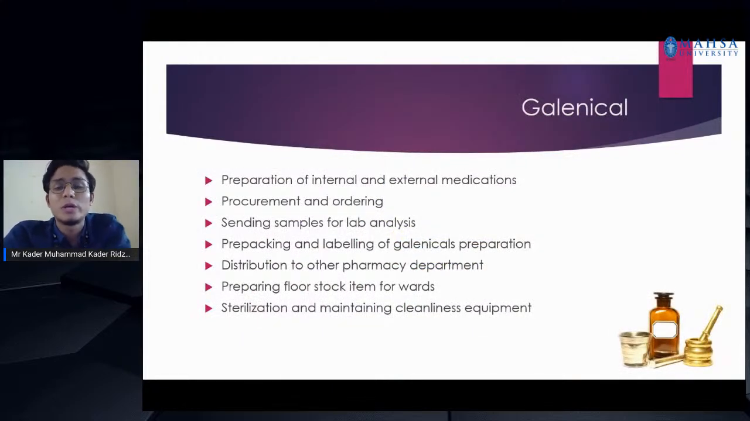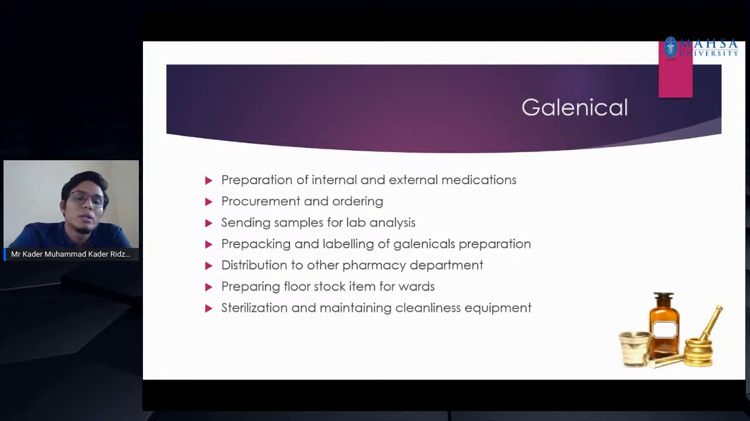Moving on to the next department, Galenical. Galenical is mostly preparing the medicine. If you can see point number one, preparation of internal and external medication. Internal medication can be your cough syrup. It can also be syrup ferrous, which is used for patients who have low blood, just to boost back their RBC, red blood cells. External preparations can be any type of wash, like potassium permanganate, which is in purple color. That is considered external medication preparation.